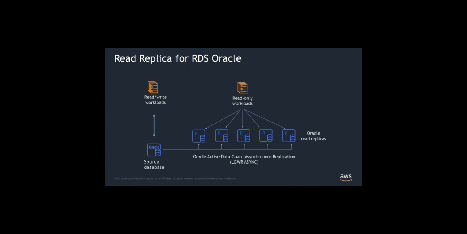RDS Oracle creates a secure communication channel between the primary and read replicas, manages the setup and configuration of security groups and access control list to enable secure redo transport between the primary and the read replicas. In the following video, I will show you how to create a read replica, offload read workload to the replica, and promote read replica to a standalone database as a managed disaster recovery solution.